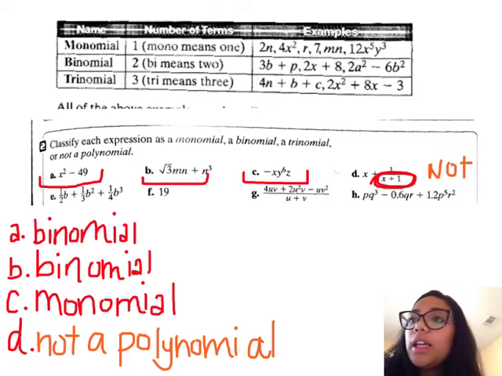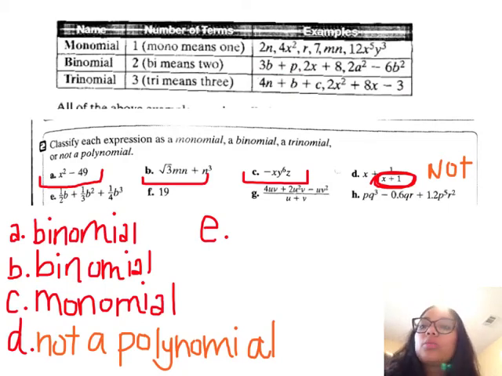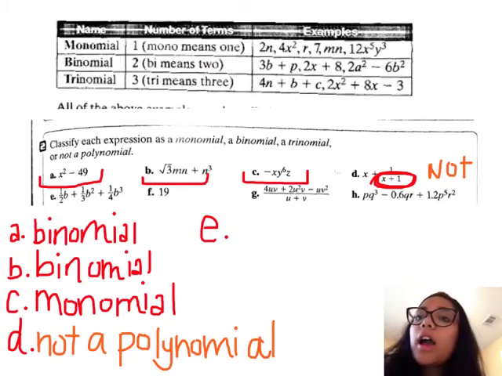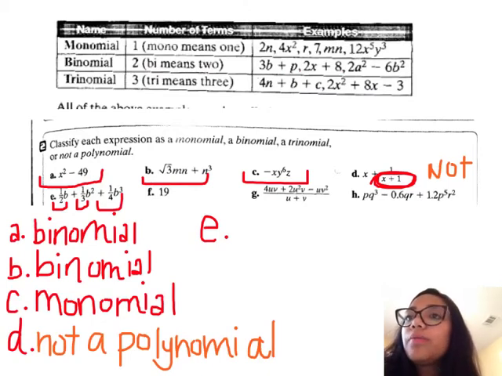Okay, E. 1/2 b plus 1/3 b squared plus 1/4 b cubed. Well, it's not being divided by a variable. All the exponents are positive. It's not a repeating number. So E, I would say, is a polynomial. What kind? Well, there's 1, 2, 3 terms being separated by addition. So that means it's a trinomial.